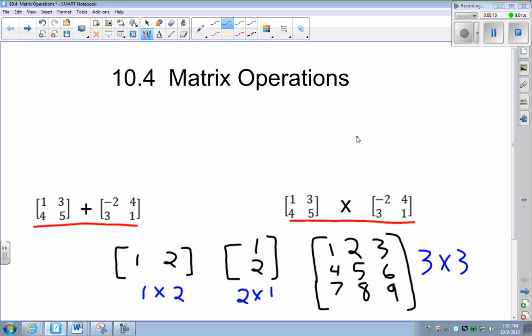Before I get started with all that, I want to talk about how to describe the dimensions of a matrix. Here we have a 1 by 2 matrix, where 1 describes our rows and 2 describes the number of columns. In this one right here, we have 2 rows and 1 column. And the bigger one has 3 rows and 3 columns, so it's a 3 by 3 matrix.